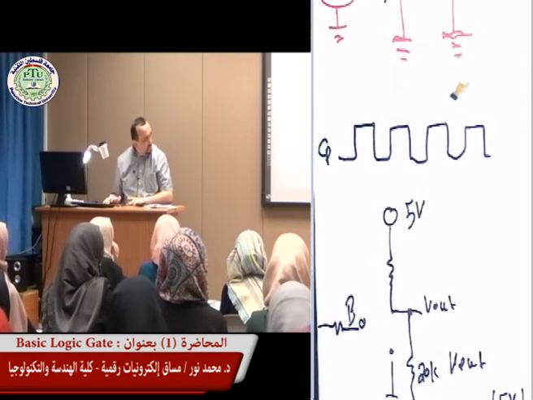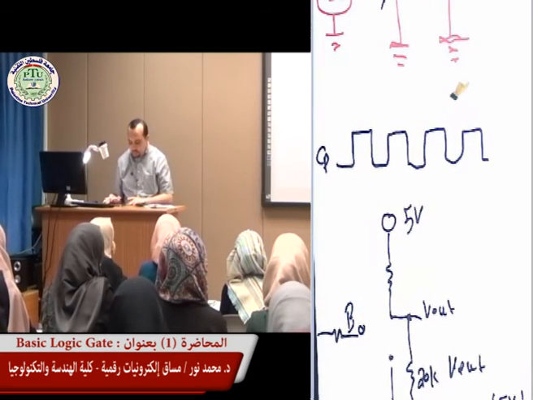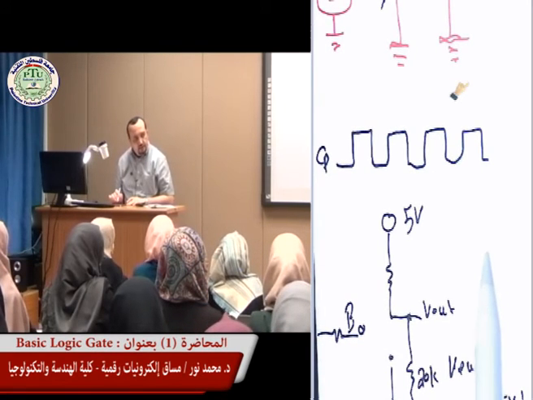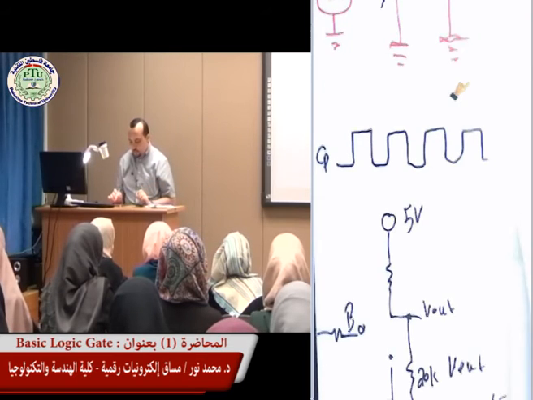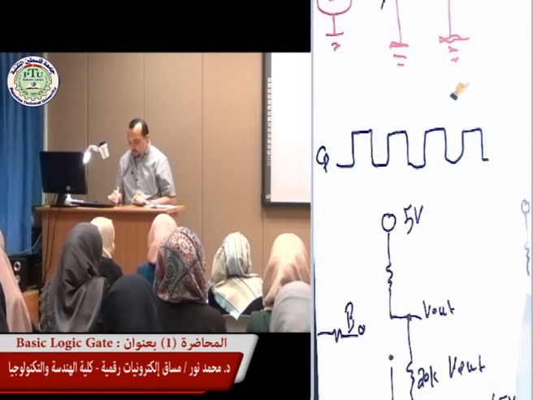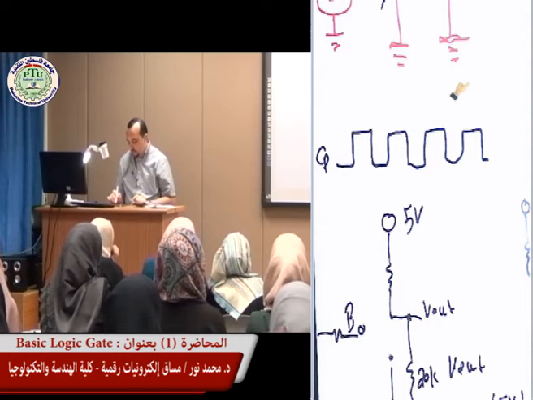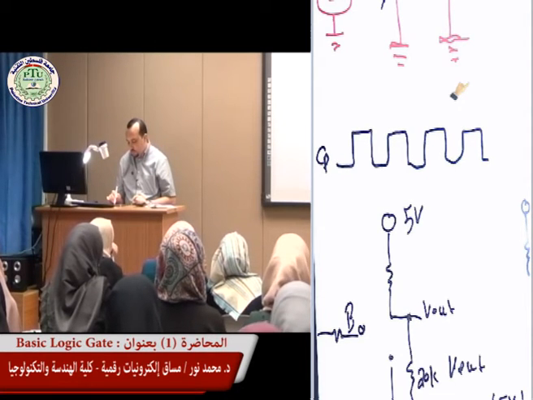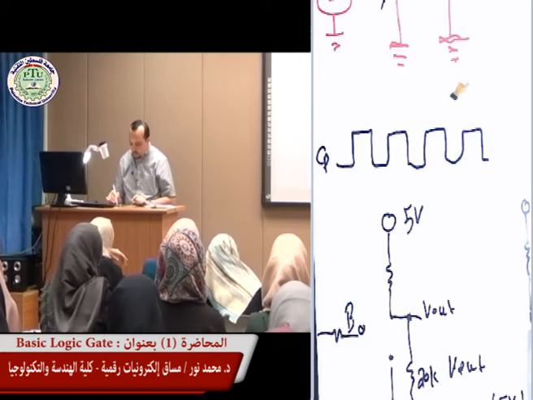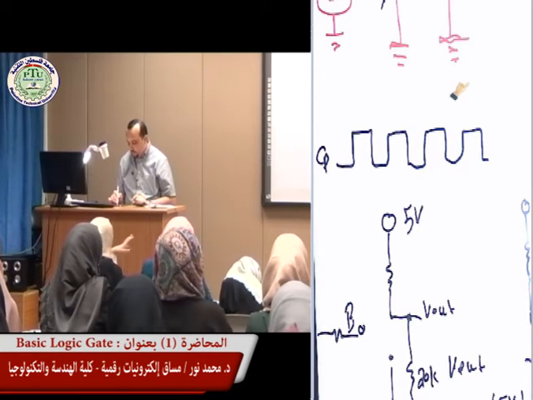Let's go back to the circuit here. Now the second case is when the transistor is conducting. So what we have in this circuit: we have RC, and we have the 20 kilo ohm, and we have the V out here. All this is connected to ground, right?